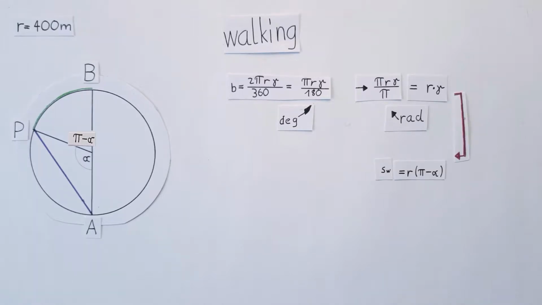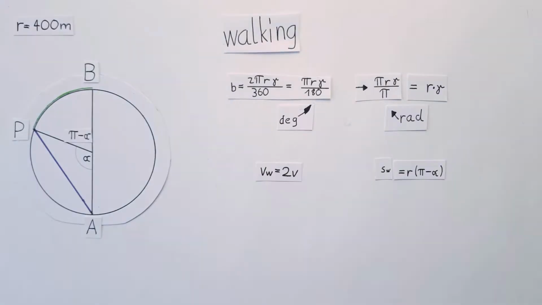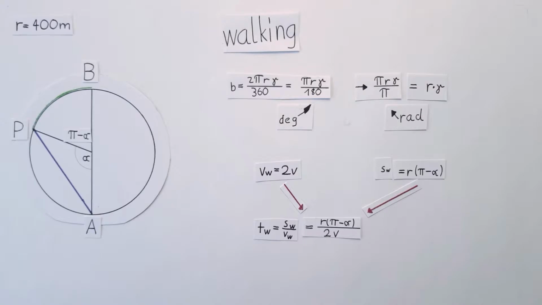But our angle for walking is not gamma, but pi minus alpha. And so we already have the walking distance. The walking speed is still 2v. Also the walking time still equals walking distance divided by walking speed. Therefore we insert this into the formula and multiply it.